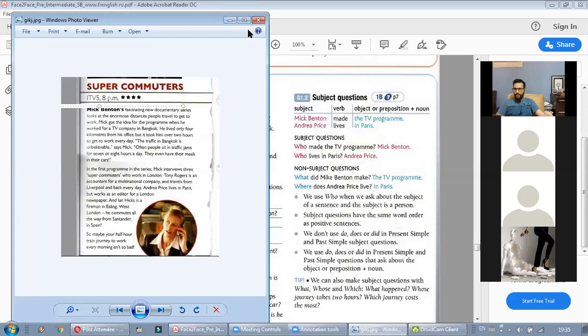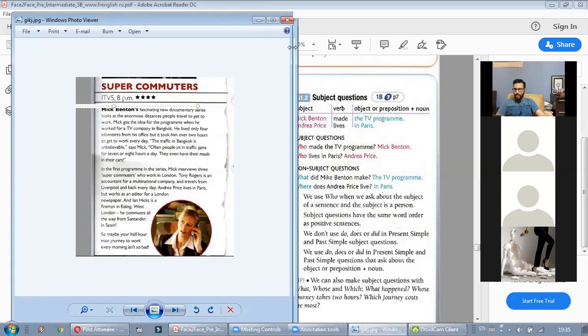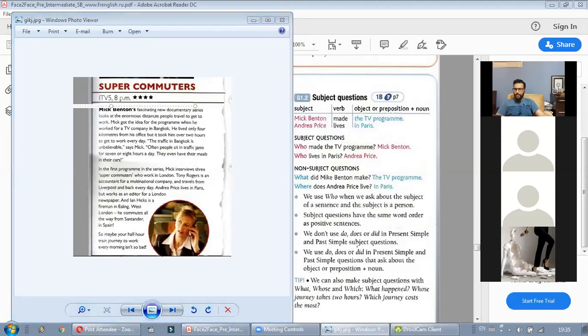Here we have the supercommuter story. And I'm going to ask you the questions and you can answer me. Okay, so let's start with the last question. Which journey costs the most in the story? What do you think? Of course, we don't have the number, so we want to guess. Which journey costs the most? From Santander to London. Correct. So you can say the journey from Santander to London. I think this is probably the most expensive journey because it's the longest, yeah? Correct.